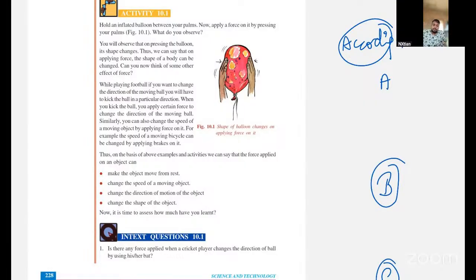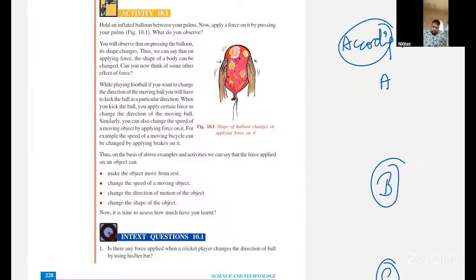Can you now think of some other effect of force? While playing football, if you want to change the direction of the moving ball, you will kick the ball in a particular direction. When you kick the ball, you apply certain force to change the direction of the moving ball. Similarly, you can change the speed of a moving object by applying force on it.